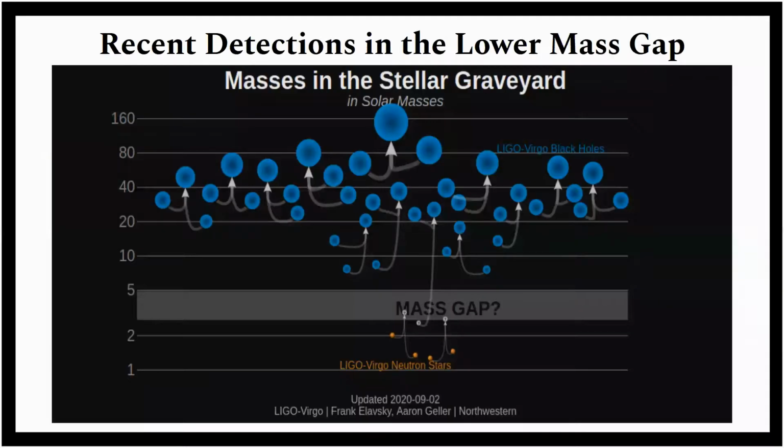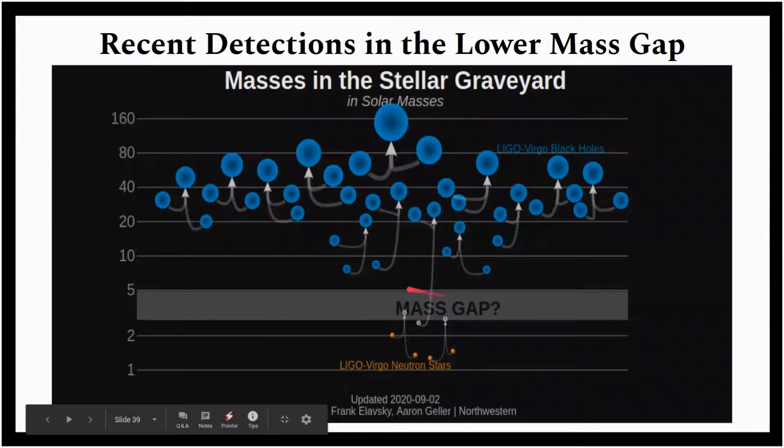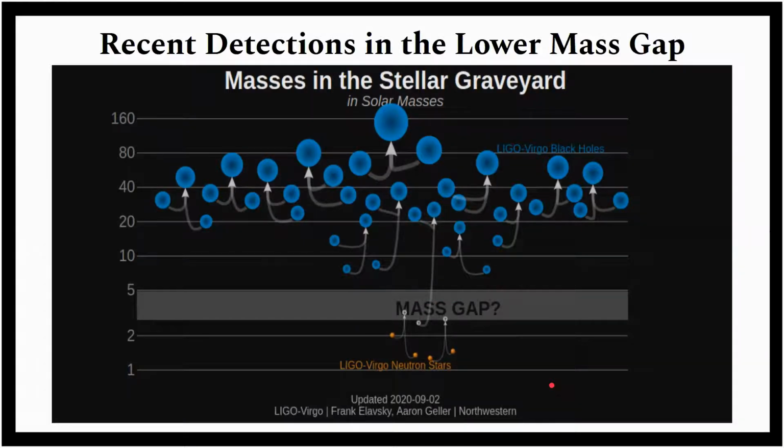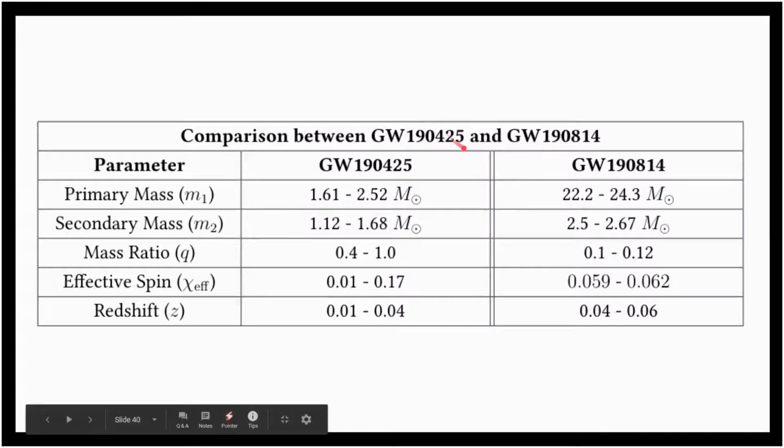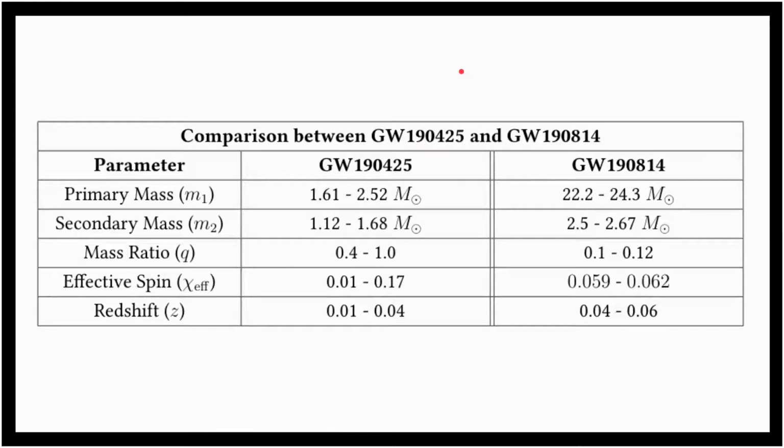Also, this is what I was talking about before. There have been some recent relevant detections in the lower mass gap. I don't know if you can see the question marks over here, but we have detected something in the lower mass gap. It was a huge deal and everyone was very excited about it. These were the two events: GW190425 and GW190814. I don't know if you know how these are named, but usually it's just the date. So this is just 25th April 2019. That was the date of detection, and similarly for the other one.